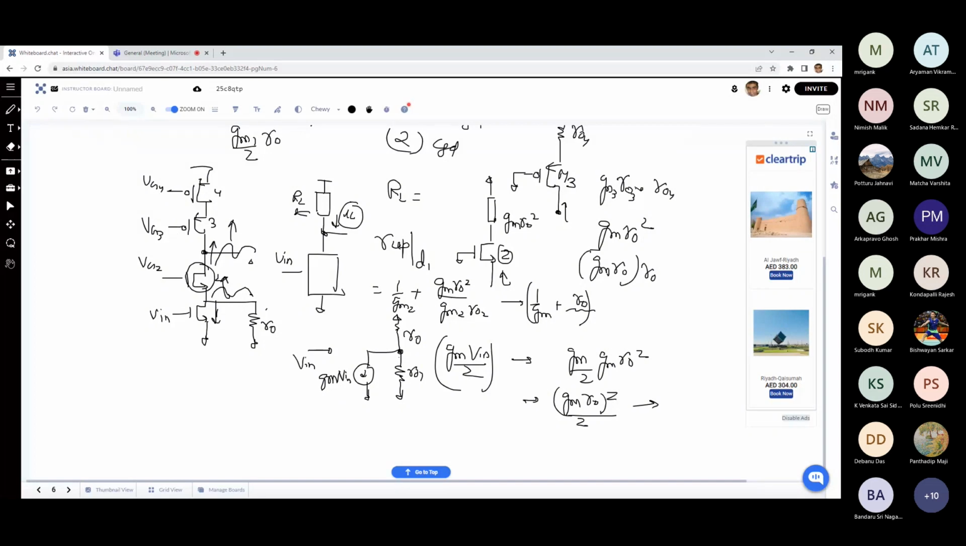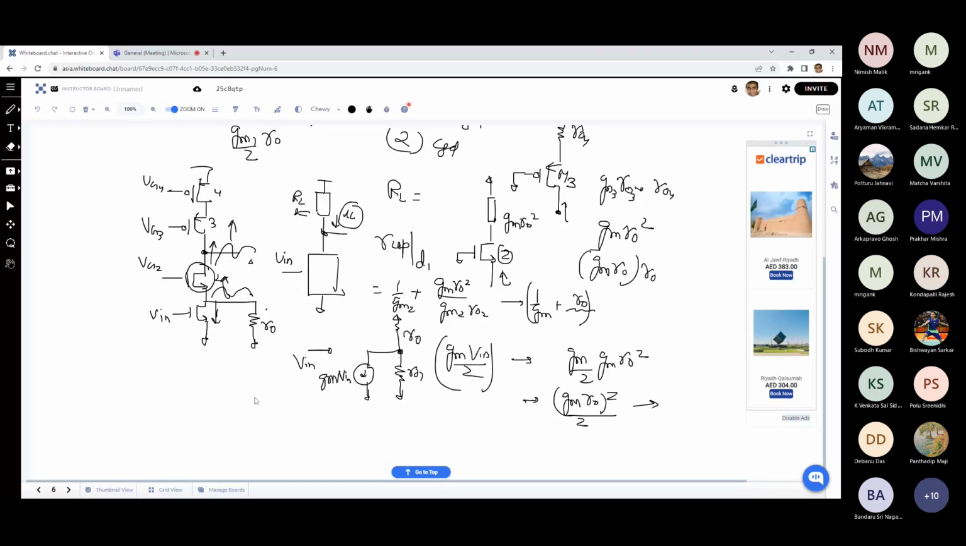Yes, any other question? So in this and the last one, we have to provide a bias for the output ourselves. It doesn't do that on its own.